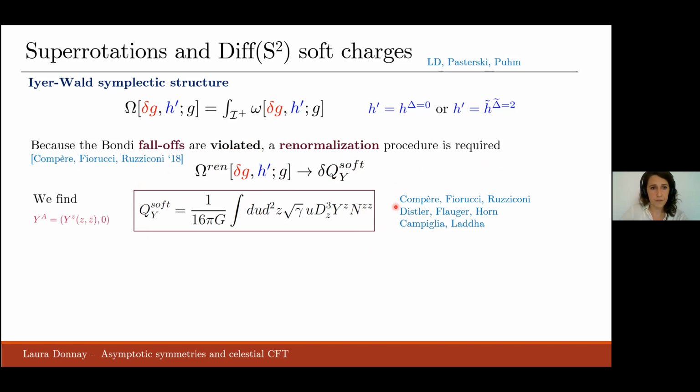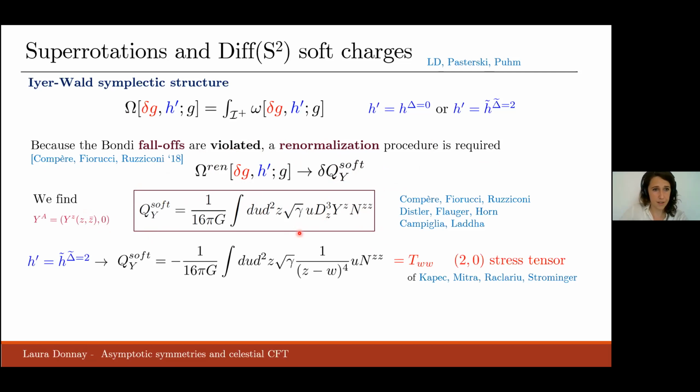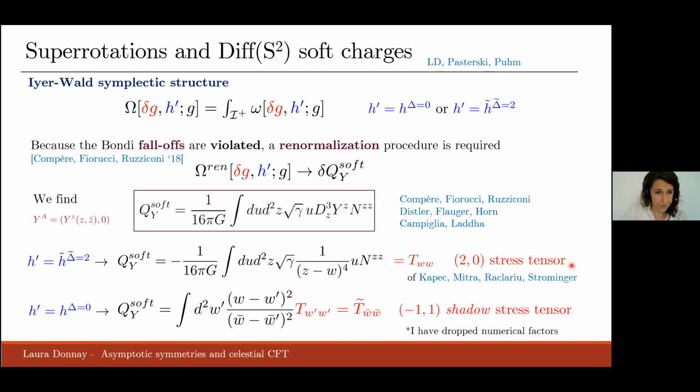the soft part of the charge, but now where Y(z) is an arbitrary function of z and z bar. And when plugging in the shadow primary, you directly land on what was called the 2D stress tensor for gravity that was found by Kapec, Mitra, Raclariu, and Strominger. Why was this called like that? Because insertion of the stress tensor in a scattering amplitude obeys the Ward identity of a 2D stress tensor.